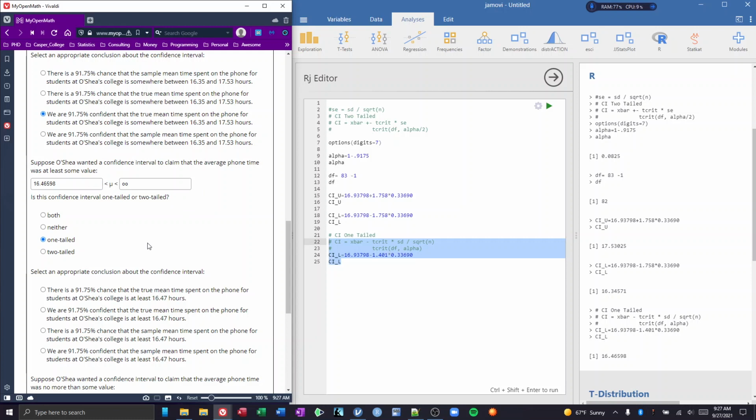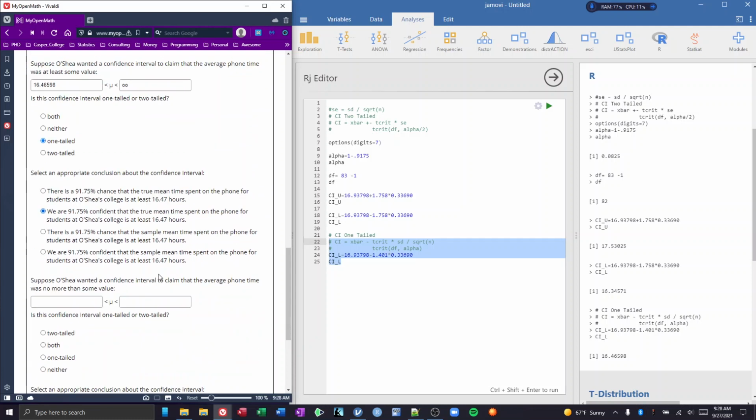And then when we come down here, we can look through these again. The reasoning is the same as above, but we're looking basically for this. We are 91% confident that the true mean time spent on the phone is at least this 16.47 hours.